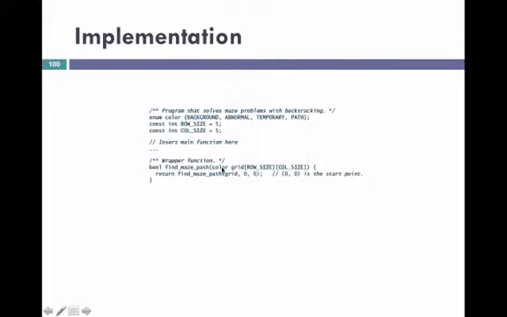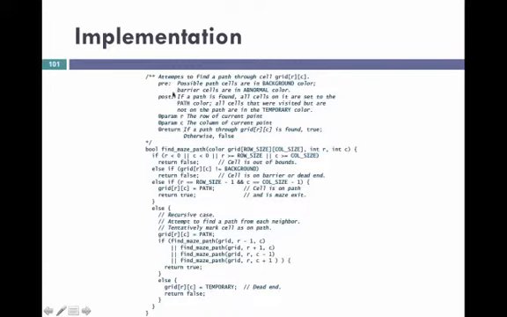So find maze path takes a two-dimensional array that will be our maze of a certain size. And that's a function that we can give to people who want to use our recursive algorithm. And this wrapper function will turn around and call find maze path, and it will start searching at 0, 0, which is the starting point.